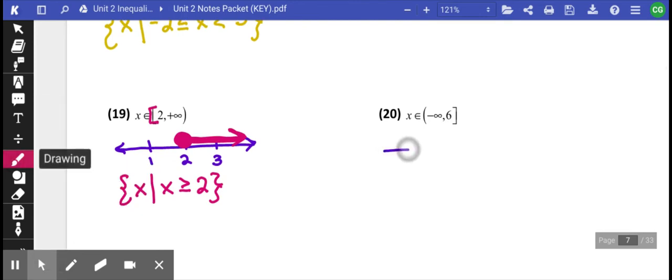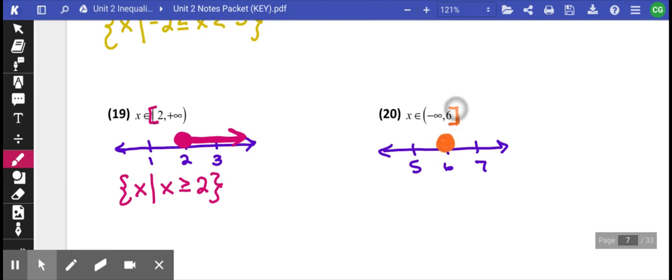So number 20, again, let's draw my number line. I've got 5, 6, 7. Now this time I'm going from -infinity up to 6. So 6 gets a closed circle because of my closed bracket. And my -infinity is showing me I want everything to the left of this. So my set notation is the set of x's such that x's are less than or equal to 6.